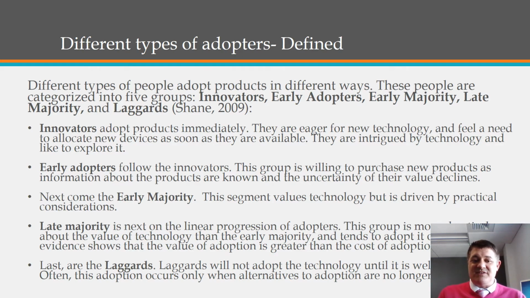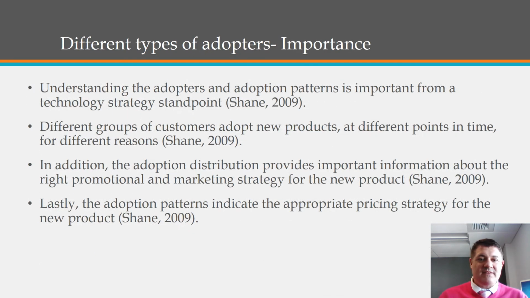And as long as there is a landline, I doubt he will ever use a cell phone. So it's just an interesting example of the different types of adopters. This goes into a little more detail here and ties in the importance of understanding the adopters and the adopters' patterns. It's important from a technology strategy and a marketing standpoint.